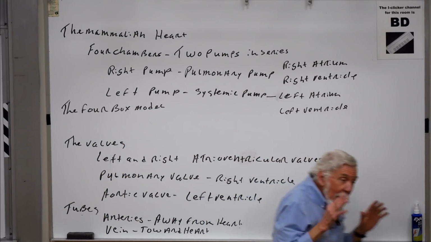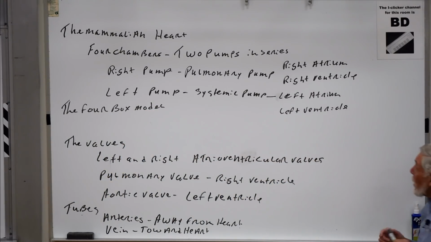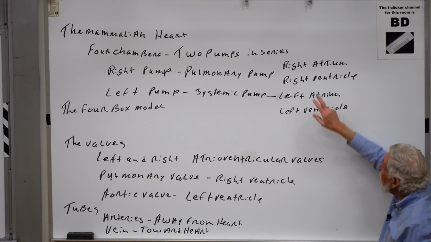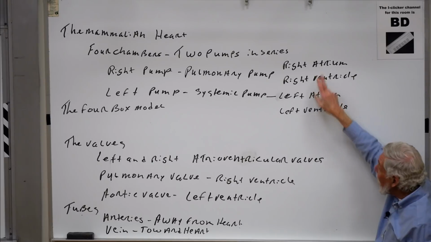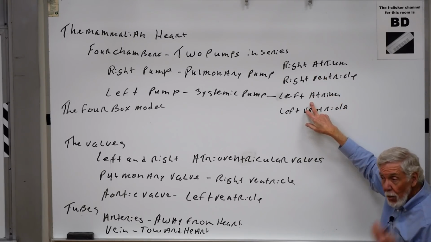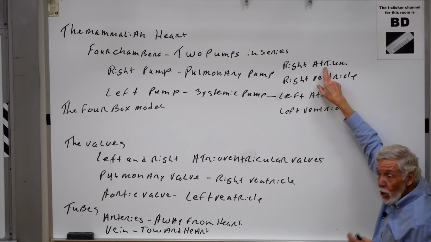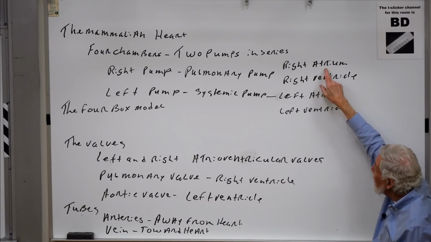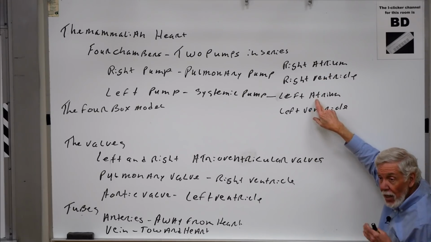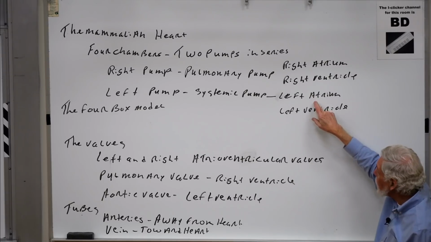But when we look at the absolute structure of the left and right pumps, the left and right hearts, we find they have a very similar organization. There's a right atrium and a left atrium. And in both cases, the atrium is receiving blood. The right atrium is going to be receiving deoxygenated blood from the vena cava. The left atrium is going to be receiving oxygenated blood from the pulmonary vein.